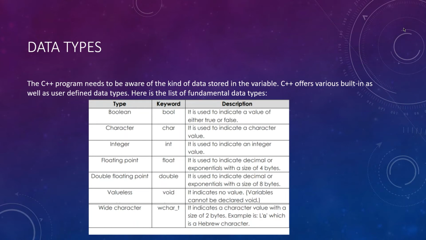It is used to indicate decimal or exponentials with a size of 4 bytes. Double floating point, keyword is double. It is used to indicate decimal or exponentials with a size of 8 bytes. Valueless, keyword is void. It indicates no value. Wide character, keyword is wchar_t. It indicates a character value with the size of 2 bytes.